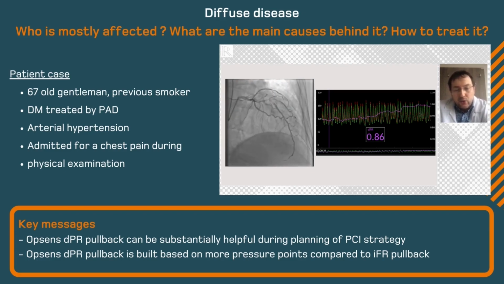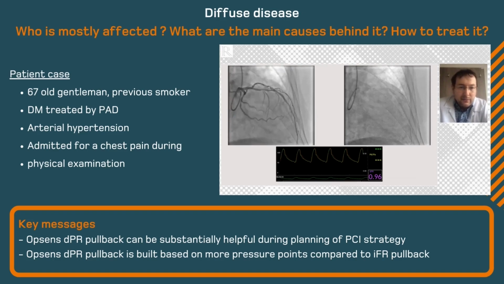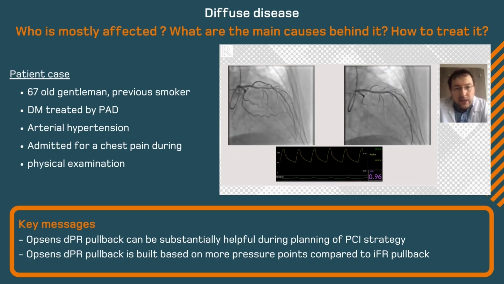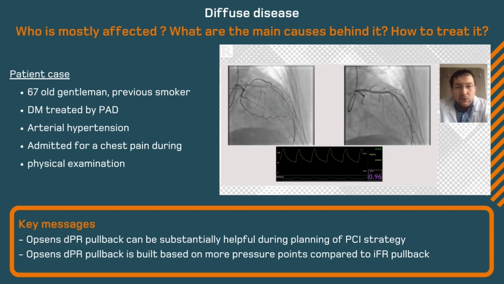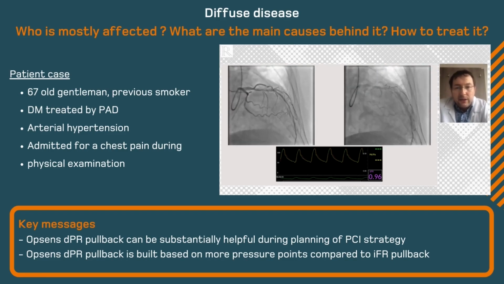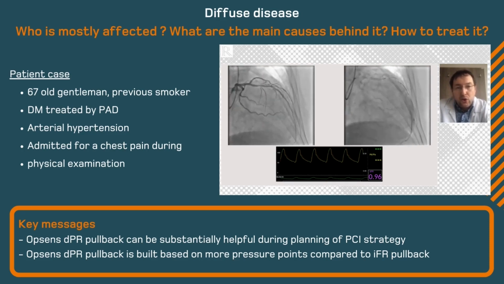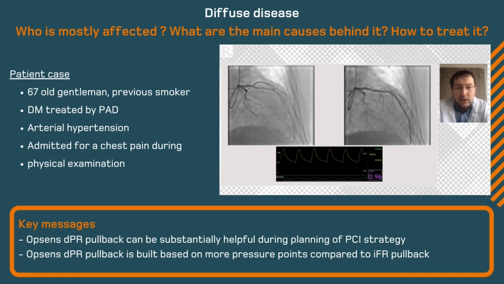So we decided to treat this half by predilatation. On the left side, you can see the stent implantation. This is the uninflated stent, and in the right picture, this is the already implanted stent after post-dilatation. And the final DPR is 0.96. So it's proof that the hemodynamic significance and pressure decrease was caused just by the proximal stenosis and then the distal one.